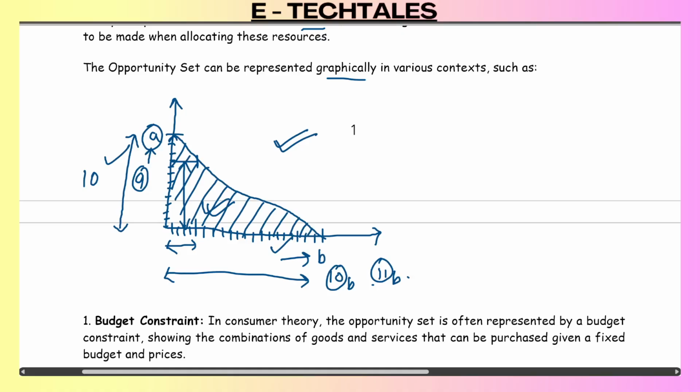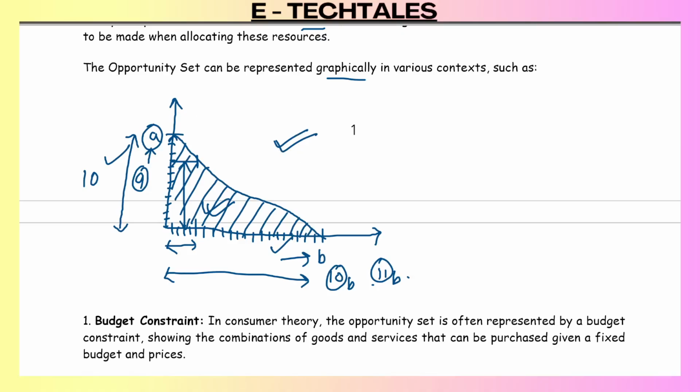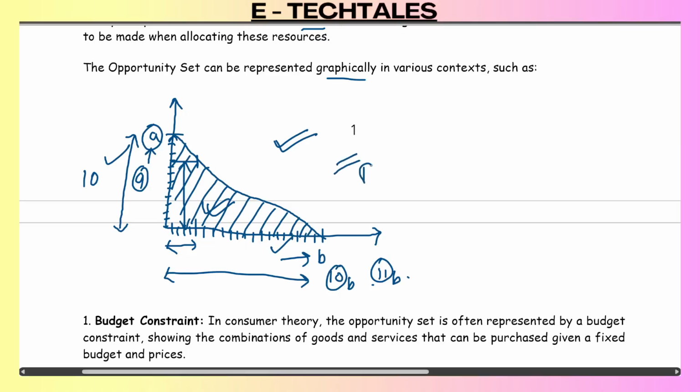Okay, so all these things I have discussed in the previous class, wherein I was telling about the opportunity cost, which were combining among two products. Here, opportunity set is more of a relation between the resources and the raw materials that are available.